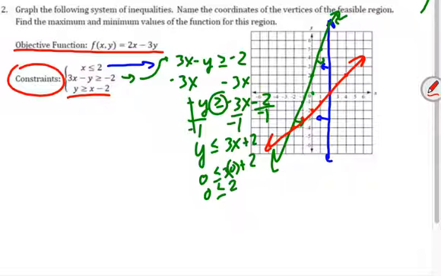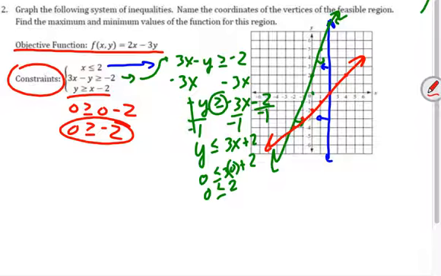If I plug 0, 0 in here to see which side I shade, I'm assuming I shade above it, but you should always check because sometimes your feasible regions aren't what you expect. 0 is greater than or equal to 0 minus 2. Is 0 greater than or equal to negative 2? This is true. So I shade towards 0, 0 right here. So I shade above. So here is our triangular feasible region. All our possible solutions for these constraints.